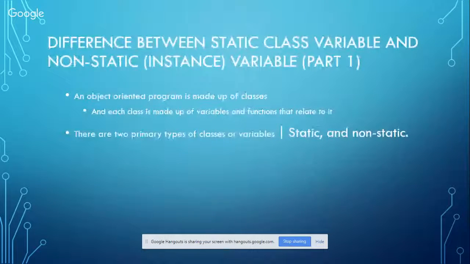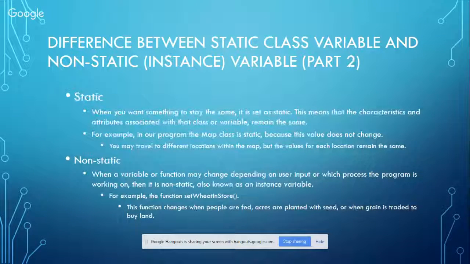The difference between static class variable and non-static instance variable, part one. Well, first of all, an object-oriented program is made up of classes, and each class is made up of variables and functions that relate to it. There are two primary types of classes or variables known as static and non-static. Static is when you want something to stay the same, such as the map. The map is going to have the same locations available, and the same images that represent the map.